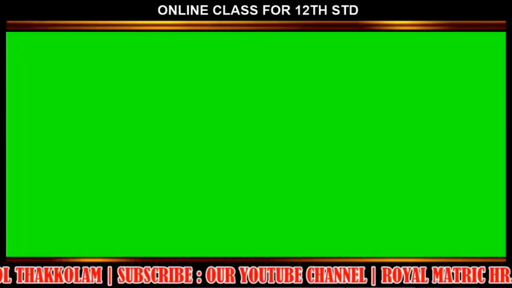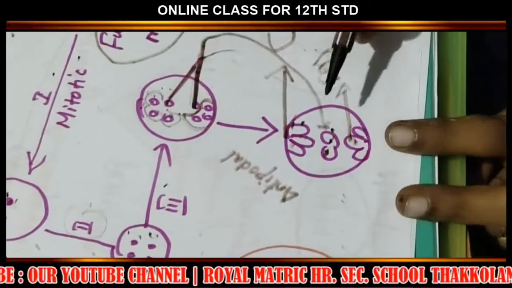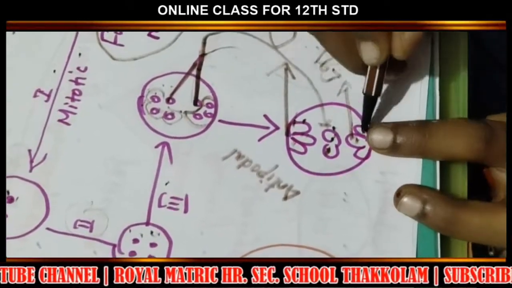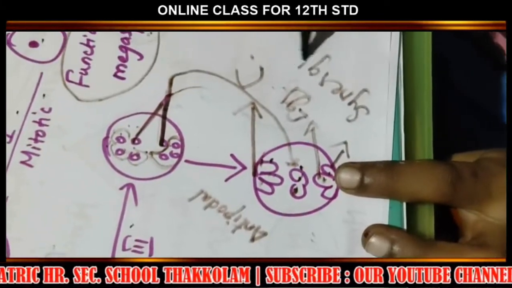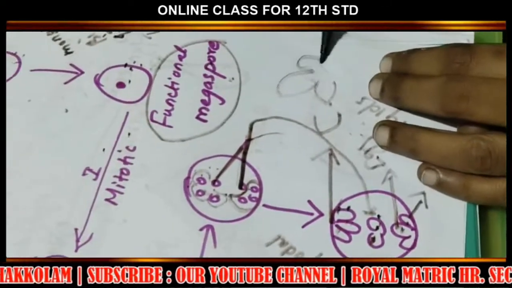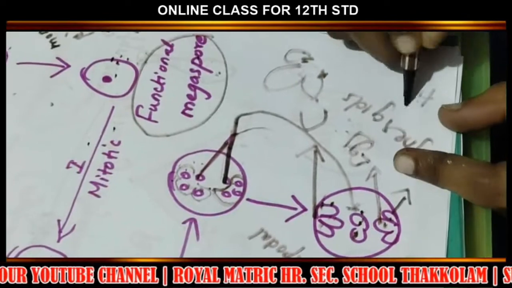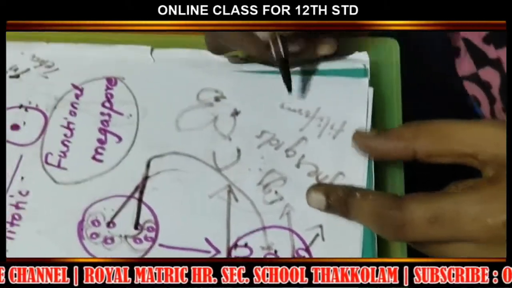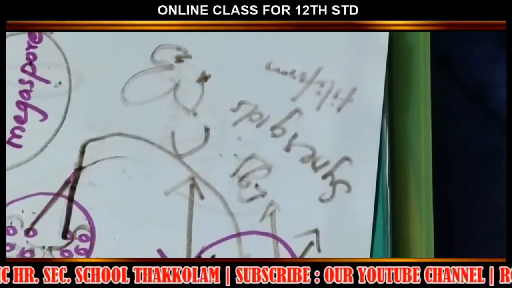this one. The bigger one is called the egg cell, and the remaining 2 are called synergids. Synergids have finger-like projections. See, the synergids have finger-like projections, which are known as filiform apparatus. It has some uses also.